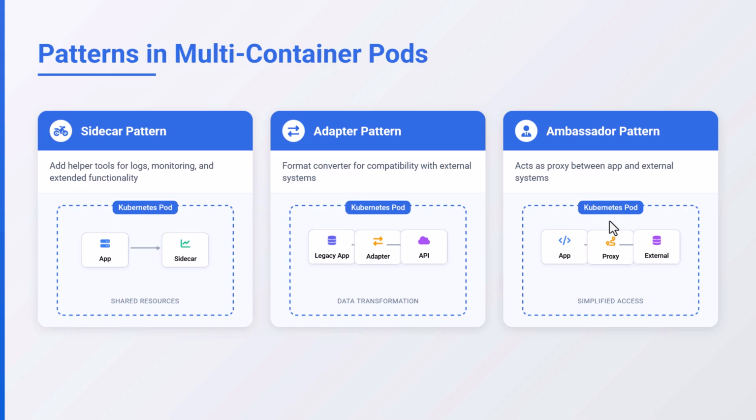And the next is the ambassador pattern. Think of this as a proxy. Your application wants to connect to an external service, but instead of connecting directly, it sends requests to the ambassador container, which then talks to the outside system. This gives you more control, security, and flexibility. And it also lets you switch external services more easily without changing the main application. These three patterns, sidecar, adapter, and ambassador, are core building blocks in Kubernetes design. You will see them a lot in real-world setups.